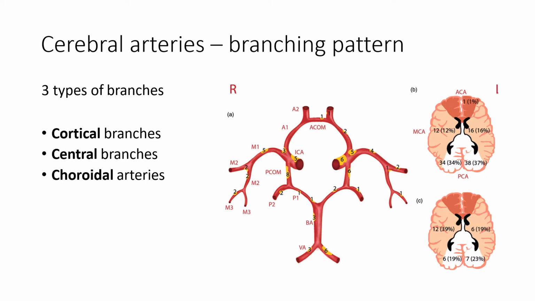Let us see about the branching pattern of these cerebral arteries. The cerebral arteries give three types of branches: cortical branches, central branches and choroidal branches. So the cerebral arteries give three types of branches: cortical, central and choroidal.